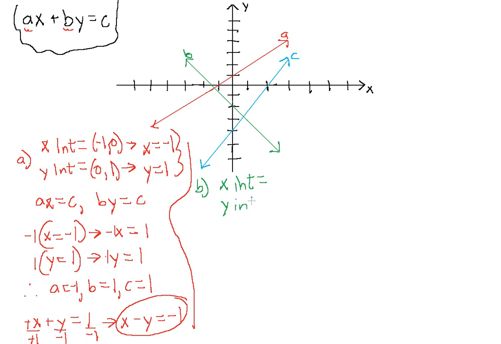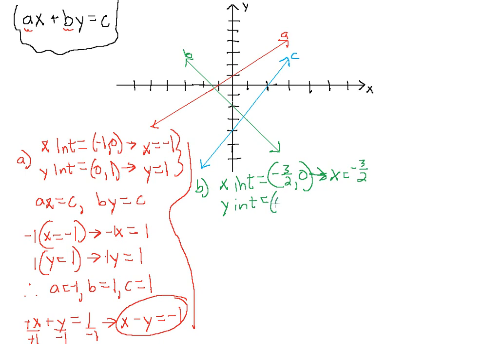All right, so the x-intercept is where the line crosses the x-axis. It looks like it's right here at minus 1 1/2, or just minus 3/2, 0. Or we can just write this as x equals minus 3/2. Now our y-intercept is where the line crosses the y-axis.